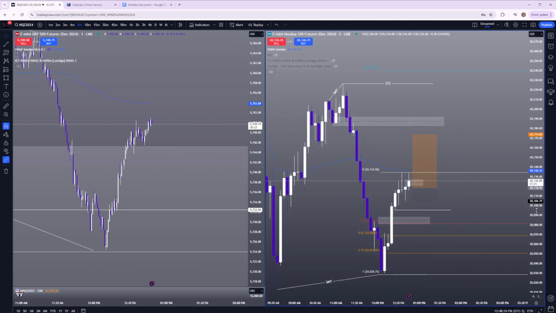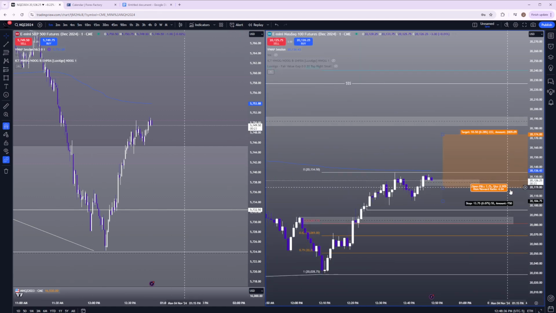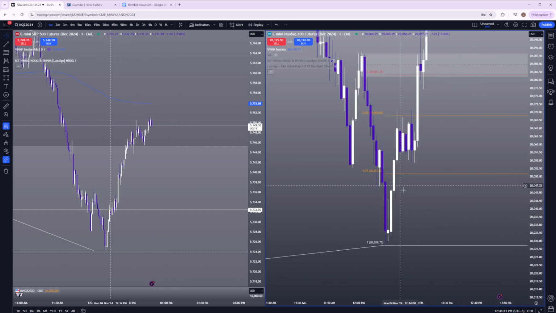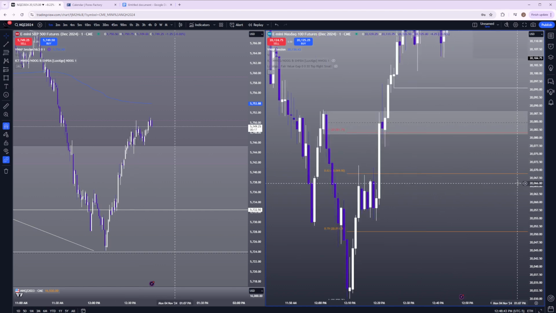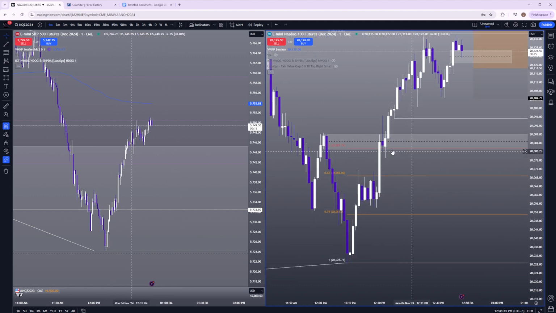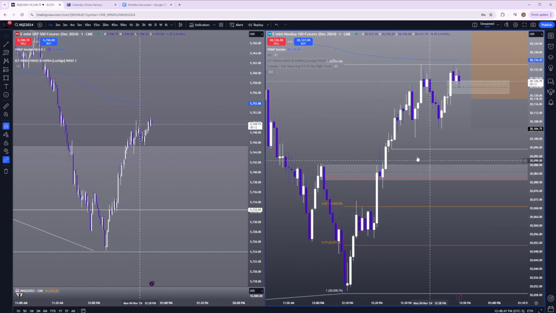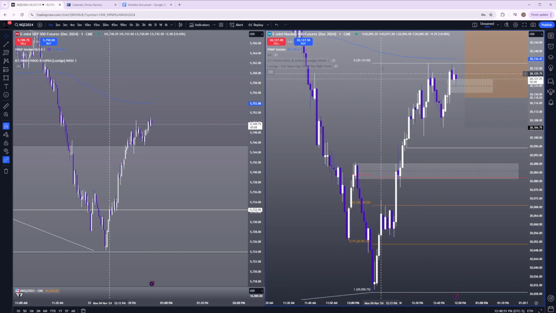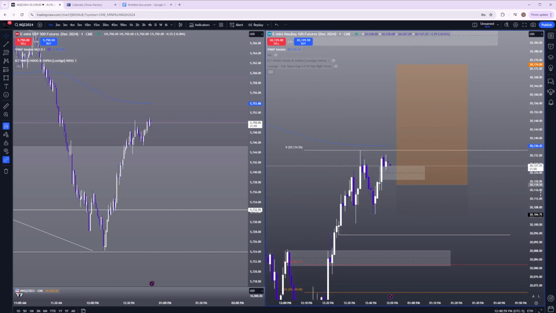So the ideal entry on this one, guys, would have been after SMT divergence. You could have gotten an entry right around here, or you could have gotten this fair value gap entry as well. Those would have been more ideal entries in this move. But we never got a pullback for us to get our entry, because once we started our session, it was already too late. We were already pumping pretty hard.